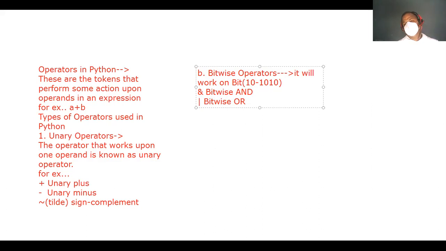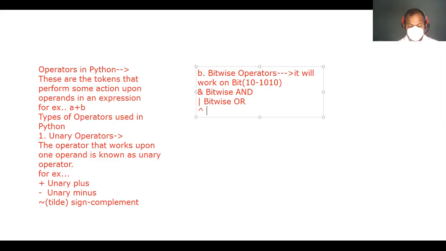What is or about? If two conditions are there and any of the conditions is true, the answer will be true. If both conditions are true, the answer will be true. If the first condition is true and the second is false, the answer will definitely be true. If the first condition is false and the second is true, again the answer is true. It means if either of the conditions is true, you will get the result true in the case of or.